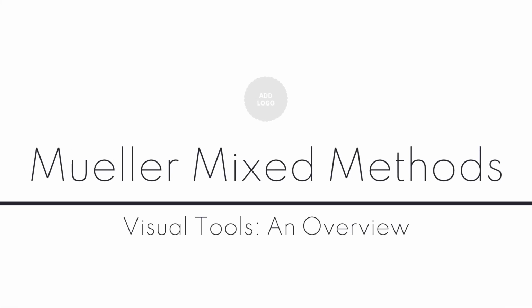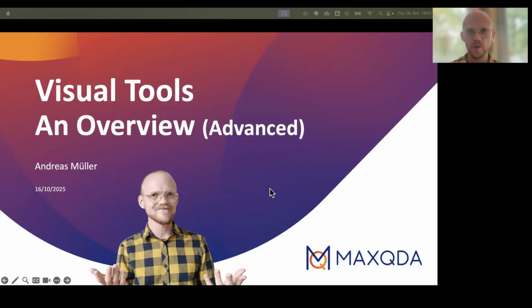about visual tools. It's a bit of an advanced webinar where we'll try to get an overview of what visual tools exist, what different types of visual tools exist, and what you can use them for. MAXQDA has, depending on how you count them, about 20 visual tools. That would leave us with 3 minutes per tool, so I will not show you all of them, but I will give you an overview and also tell you a little bit about what's important and how they are different from each other.